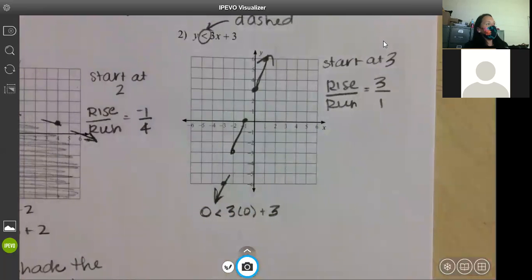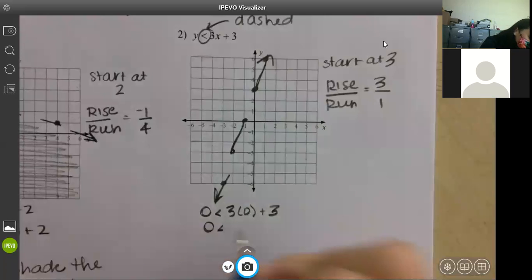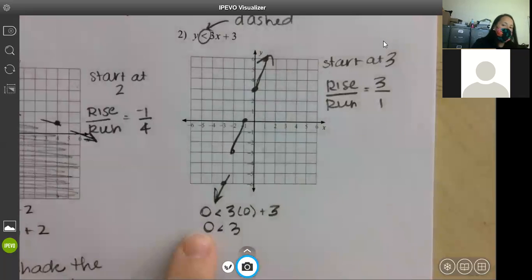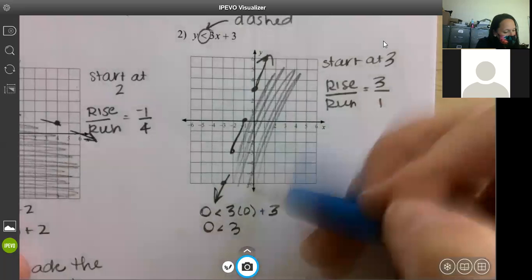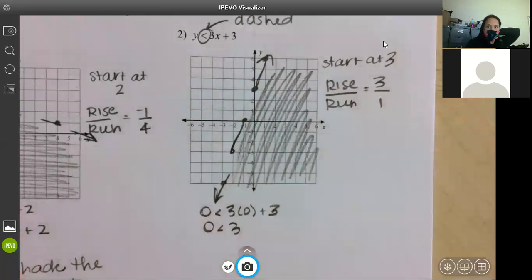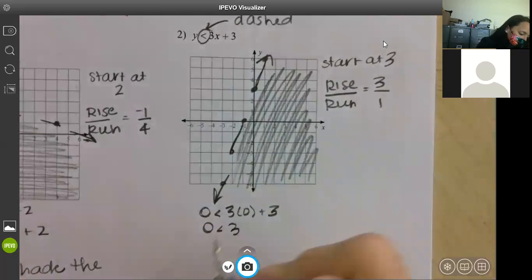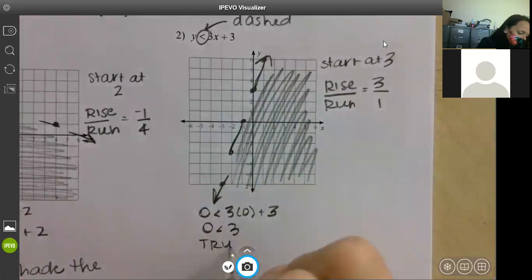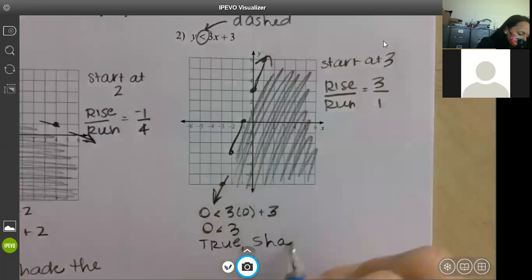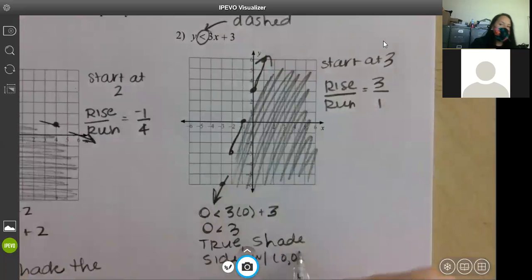If it's true, I shade the side with 0, 0. If it's false, I shade the other side. So what's 3 times 0 plus 3? Is 0 less than 3? Yes, so I shade the side with 0, 0. So again, true, shade side with 0, 0.